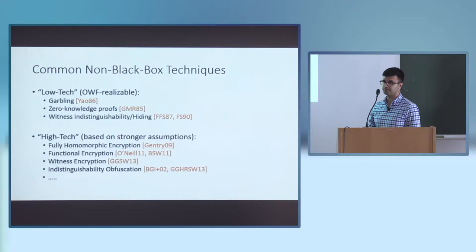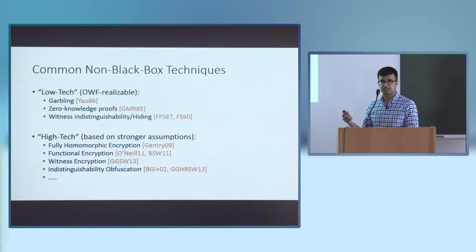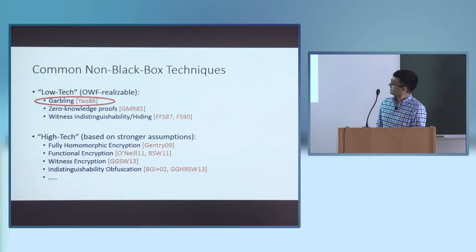For example, when you use FHE in a construction, you would typically homomorphically evaluate a circuit on an encrypted input. And this requires us to use the code of the circuit, which is a non-black box usage of the circuit. But if you want to understand whether we can bridge the gap between public key encryption and one-way functions, we should really focus on techniques that can be realized using one-way functions, namely techniques from the low-tech category. We will be focusing on garbling techniques, mainly because garbling techniques will also allow us to capture ZK and WI-based techniques. I will talk more about this later.